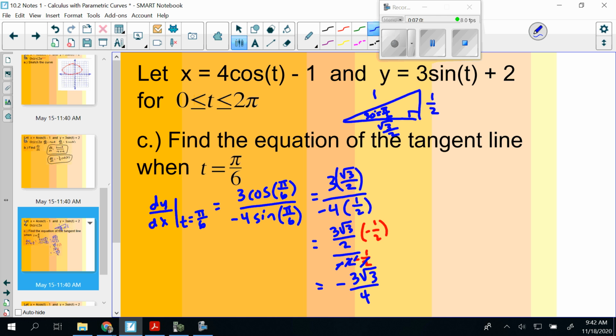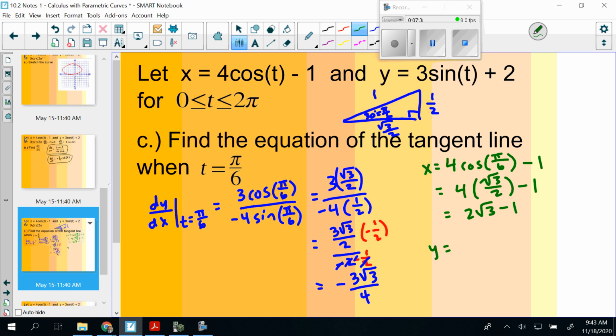Okay, so we need our points here. What are our points going to be? So our x value at pi over 6 would be 4 cosine pi over 6 minus 1. Cosine again comes out to be square root of 3 over 2. So we got 4 times square root of 3 over 2 minus 1. That's going to be 2 square roots of 3 minus 1.